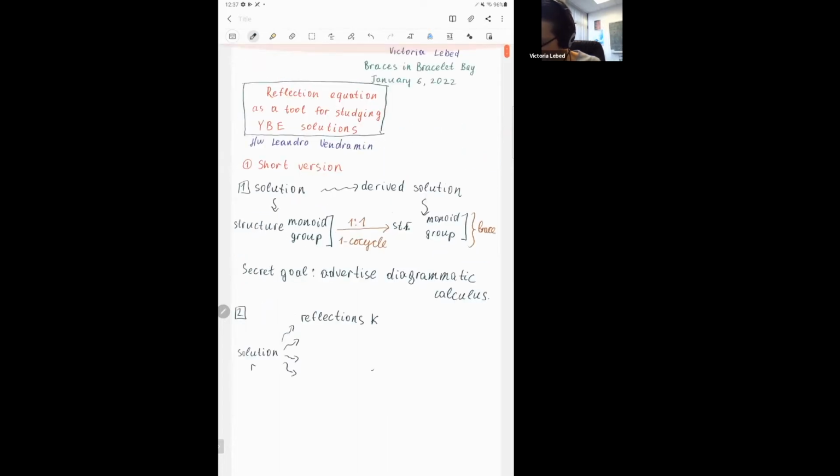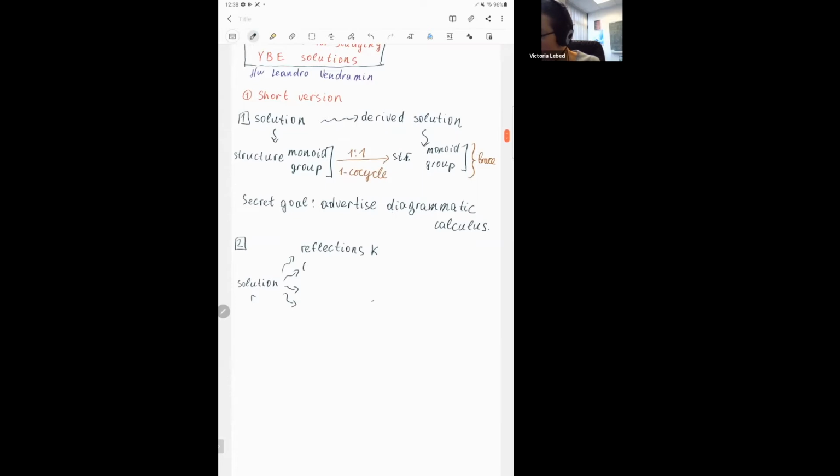So a reflection is a solution to the reflection equation associated to R. All these things come from physics. Whenever you have a linear solution to the Yang-Baxter equation, you can consider the reflection equation associated to this solution, and you can construct its solutions. So I will explain a little bit where it comes from in physics.